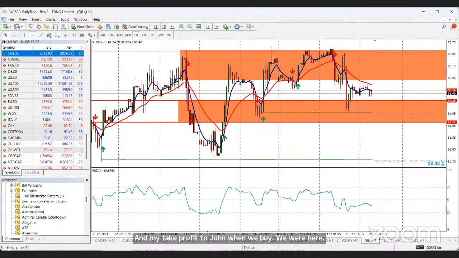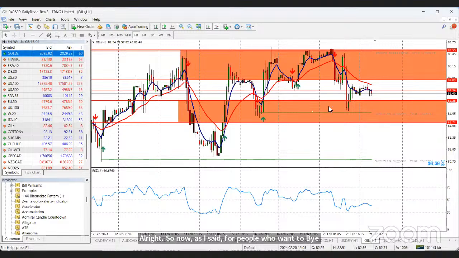So now, as I said, for people who want to buy low, this is your entry position and this is your take profit region. For people who want to be cautious and wait it out for it to follow the structure and break above this moving average before it continues upwards, this will be your entry point and this will be your take profit region. For the people who want to buy low, I'll be taking my profit once it's able to enter this zone.